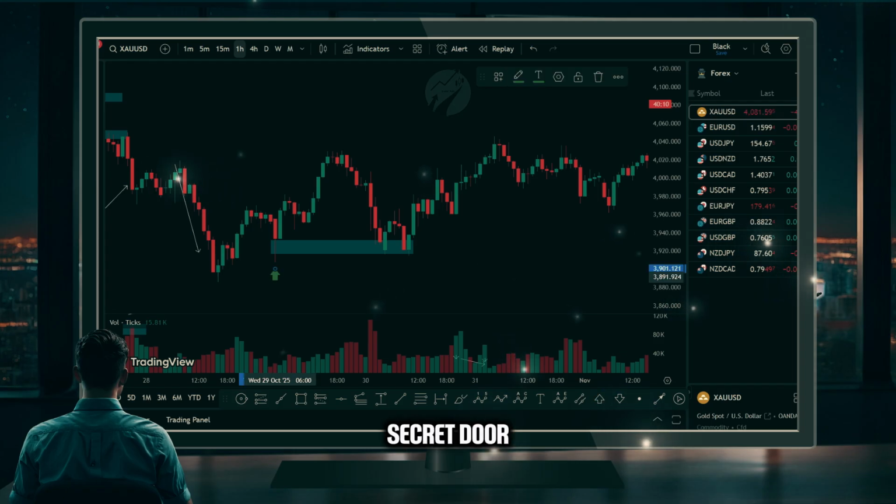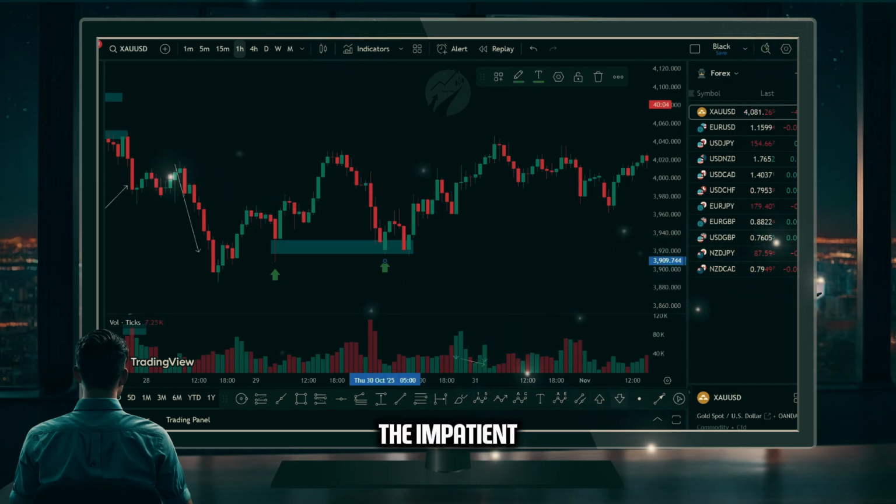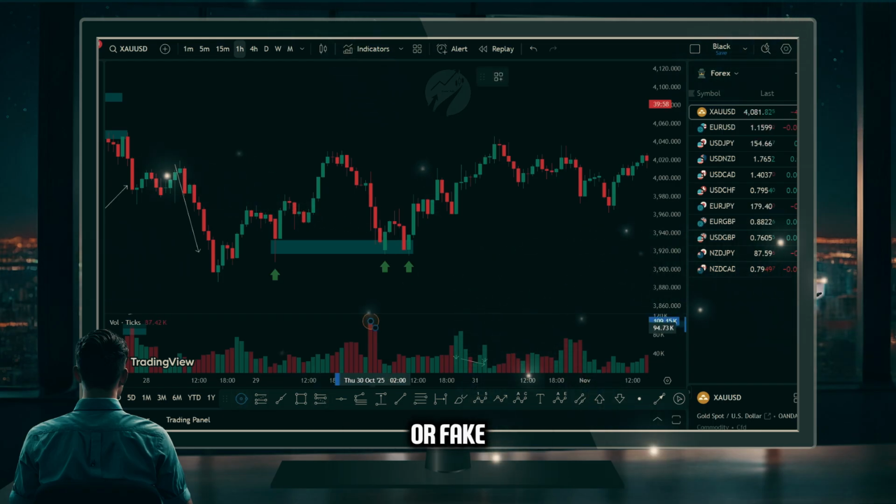It's like seeing a secret door others don't see, and you walk through it first. But this method is not for the impatient. You cannot simply see a trendline break and jump in. You must recognize whether the break is real or fake.